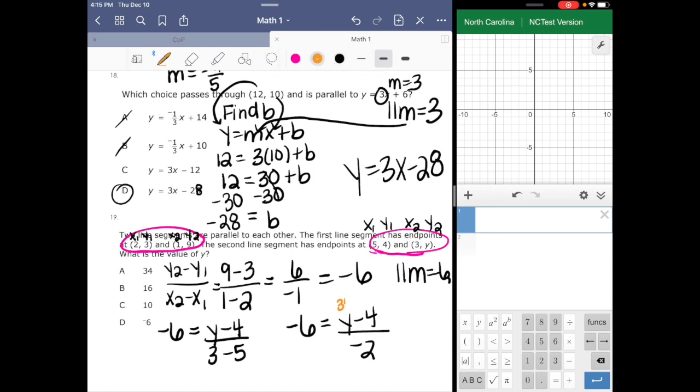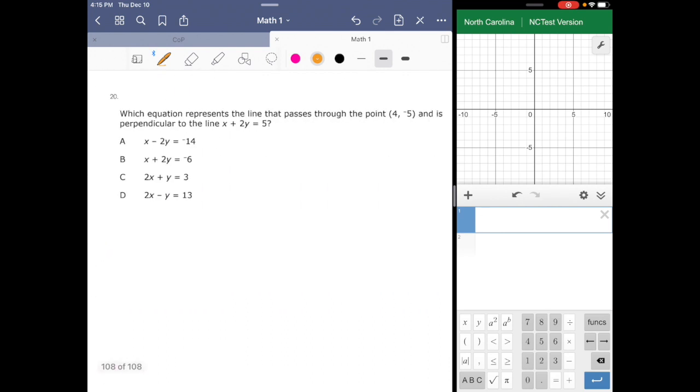So I can test out my answer choices just like I did a second ago. 34 minus 4, that's going to give me 30. 30 divided by negative 2 is going to equal negative 15. So that doesn't work. All right, so then I try the next one. 16 minus 4 is going to give me 12. 12 divided by negative 2 does equal negative 6. So the answer is B.